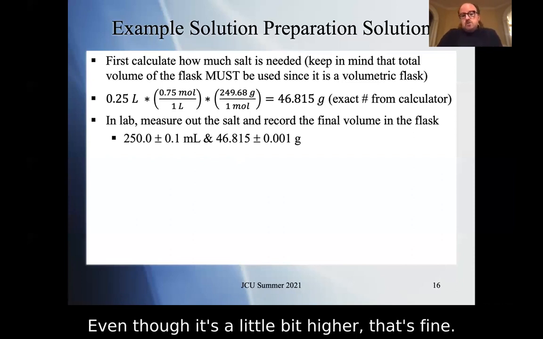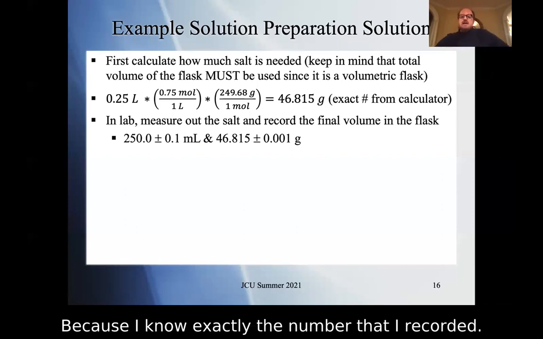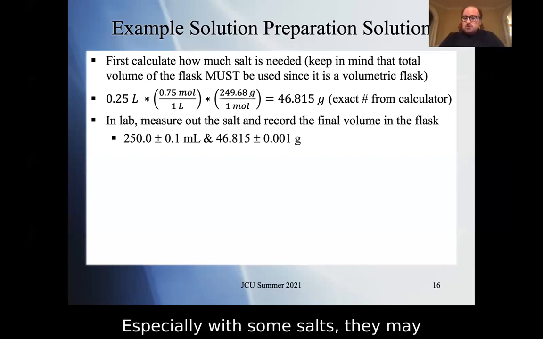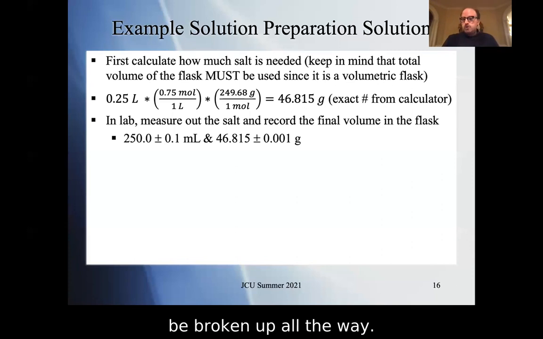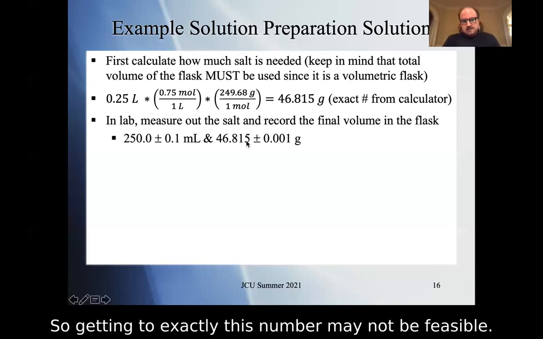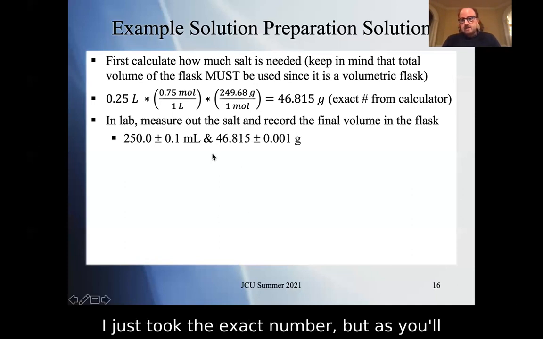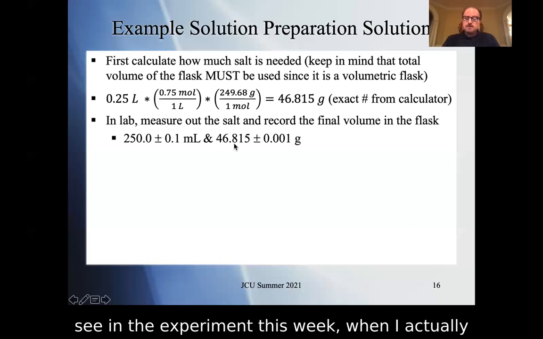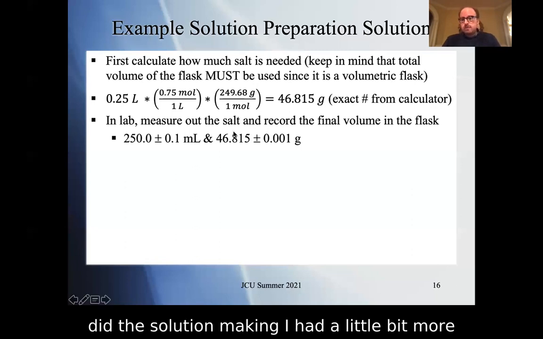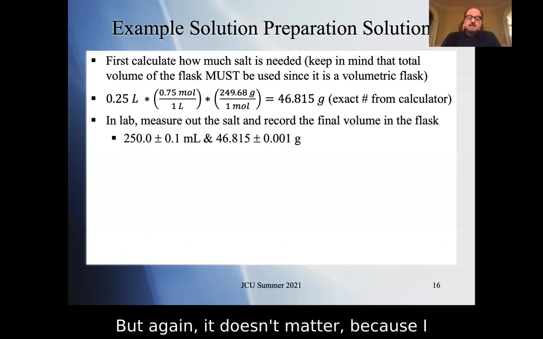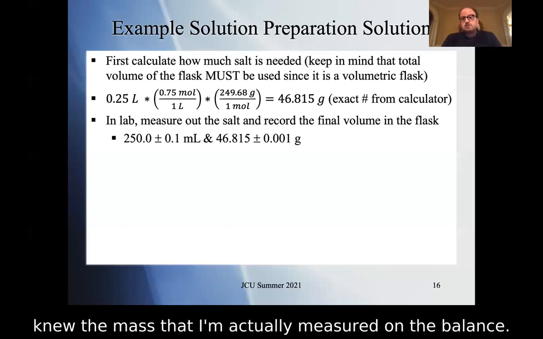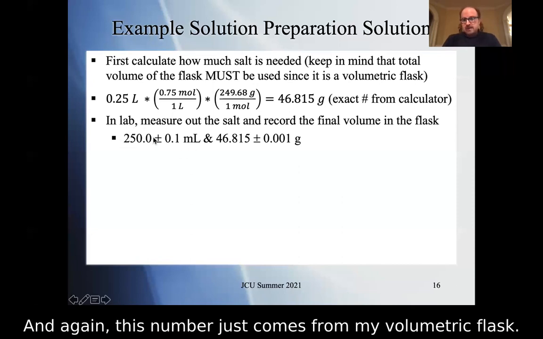Right, that's okay. Even though it's a little bit higher, that's fine because I know exactly the number that I recorded. Especially with some salts, they may be in large chunks that can't actually be broken up all the way, so getting to exactly this number may not be feasible. Again, for the sake of the problem, I just took the exact number. But as you'll see in the experiment this week, when I actually did the solution making, I had a little bit more than what I had originally intended. But again, it doesn't matter because I knew the mass that I actually measured on the balance. And again, this number just comes from my volumetric flask.